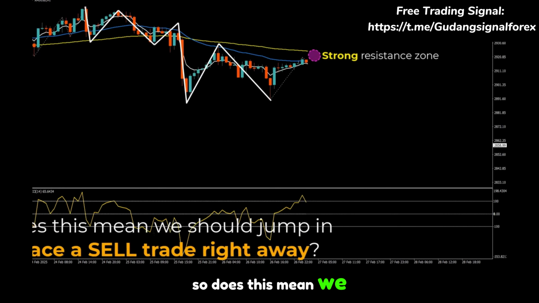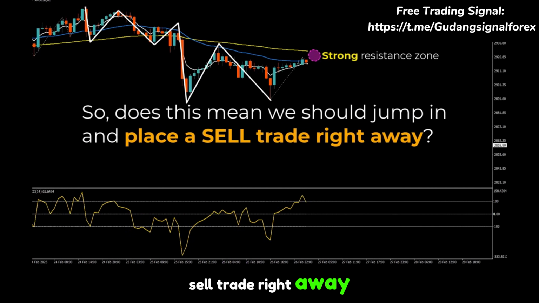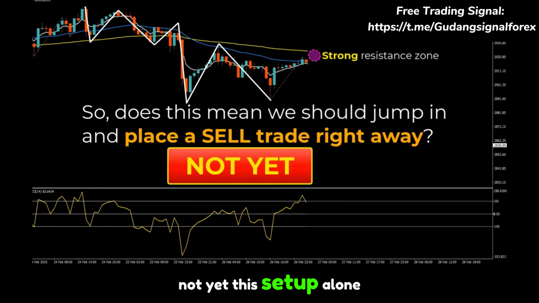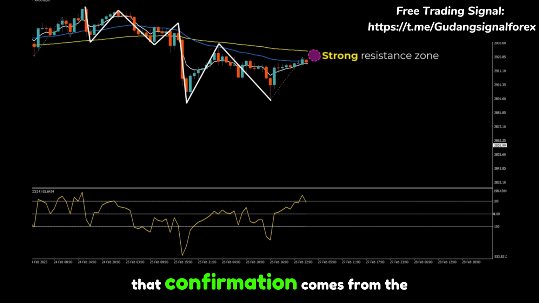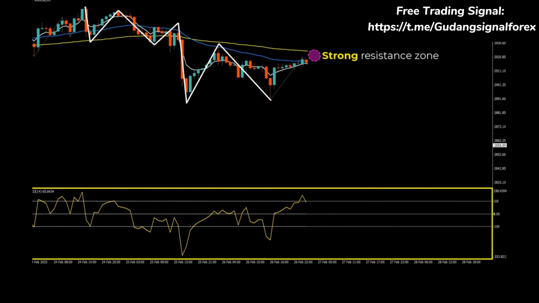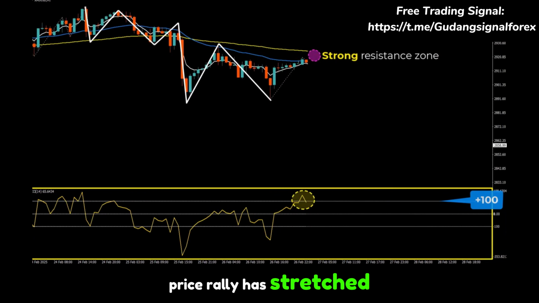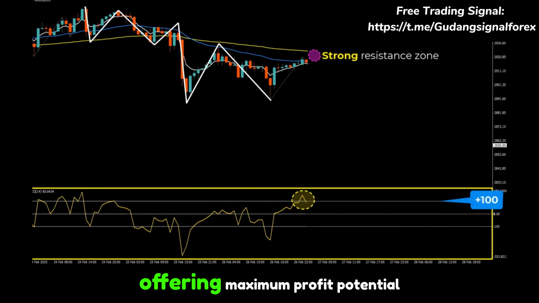So does this mean we should jump in and place a sell trade right away? Not yet. This setup alone isn't enough to confirm a high probability entry. We need one more key confirmation before we act. That confirmation comes from the CCI indicator. If the CCI line is above 100, it tells us that this price rally has stretched high enough into the resistance zone. And if we then get a sell signal, that's exactly the kind of high probability trade we want, because what happens next? The price often plunges deep, offering maximum profit potential with minimal stop-loss risk.